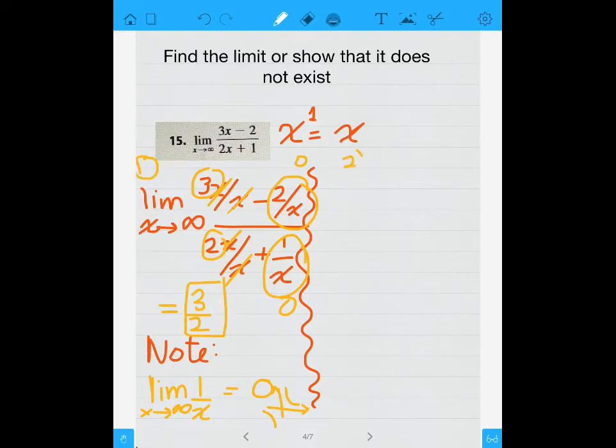The second way, we must have the same. We will derive 3x. The derivative of 3x we have 3. The derivative of a constant is 0. The derivative of 2x we have 2. Okay, the derivative of 1, a constant. What is the answer? 3 over 2. This is the second way.